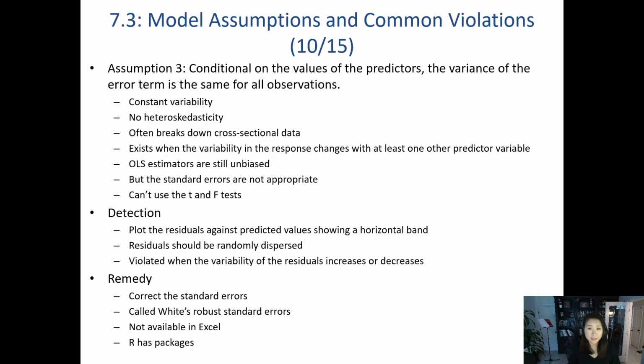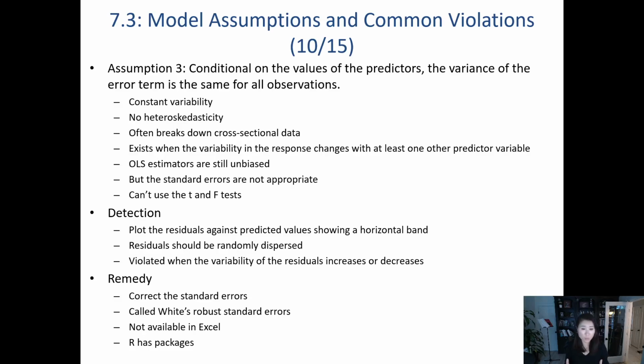Okay, so this is the second assumption. And the third assumption is that, conditional on the value of the predictor, the variance of the error term is the same for all observations. Basically, the model should have no heteroskedasticity problem and has to have constant variability.